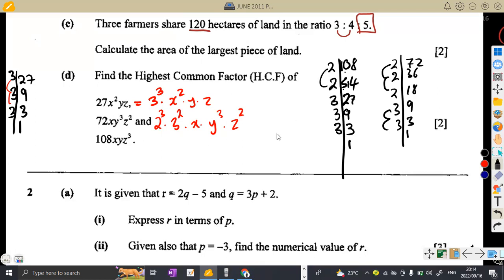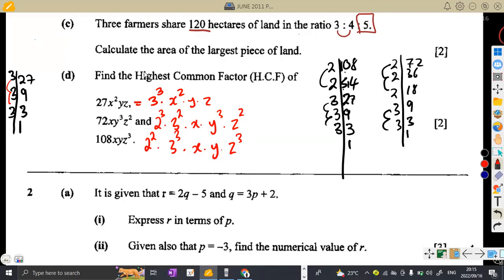So you've got 2 times 2, representing 108. So it's 2 to the power of 2 times 3 times 3 times 3. So you're multiplying 3 by itself 3 times. So it's going to be 3 to the power of 3. Whatever we get, you multiply by x times y times z to the power of 3. Okay, so you have written your numbers as a product of their prime factors.